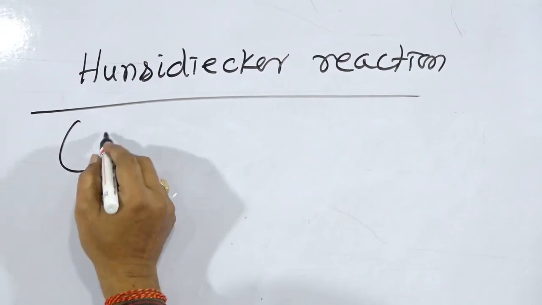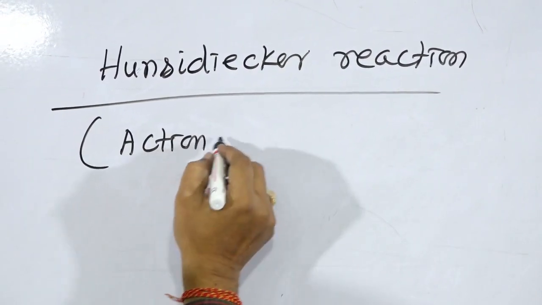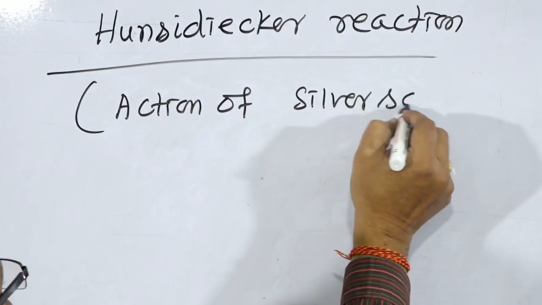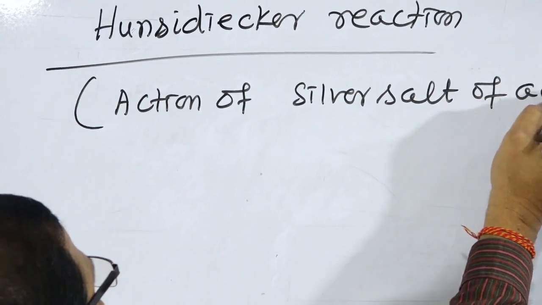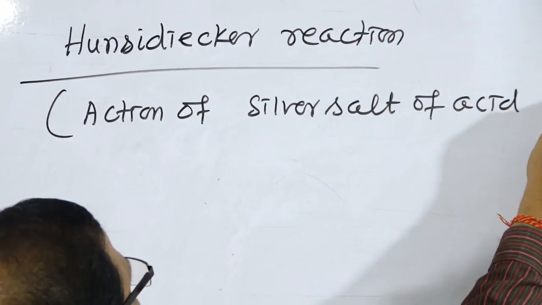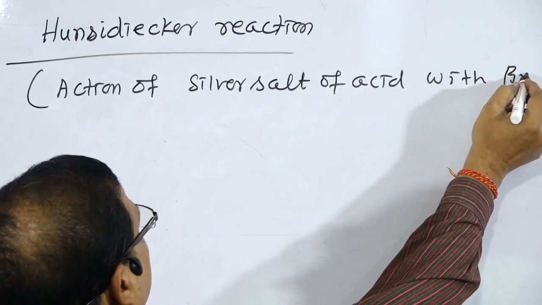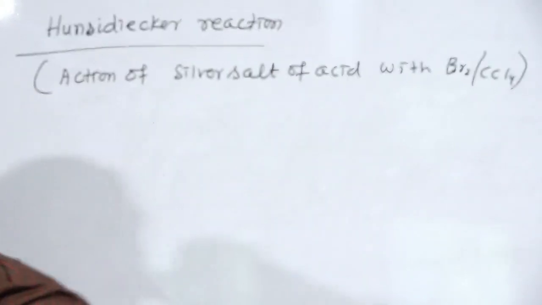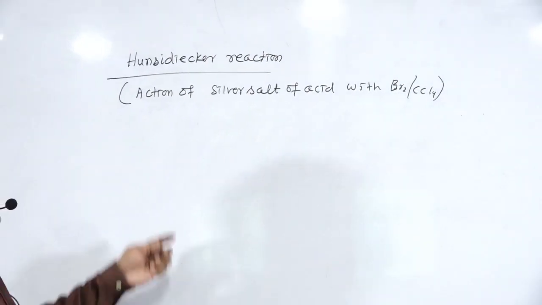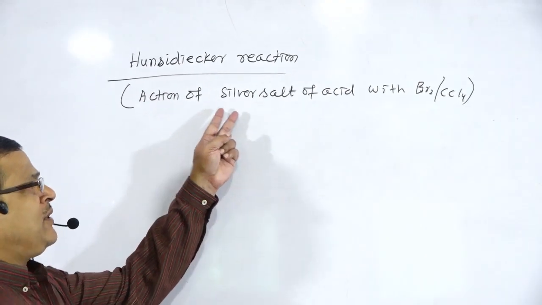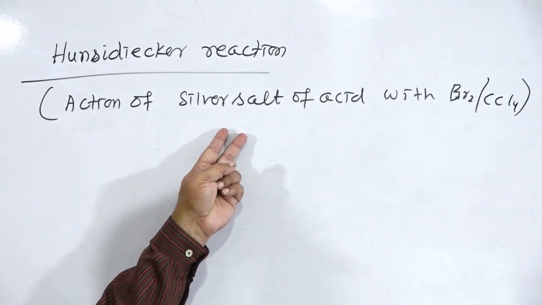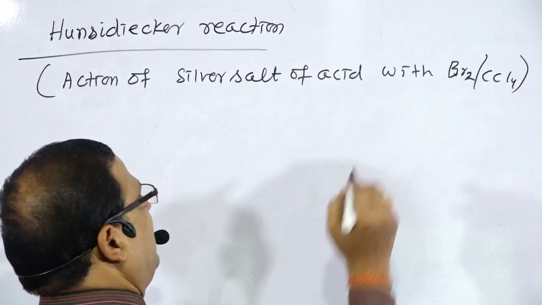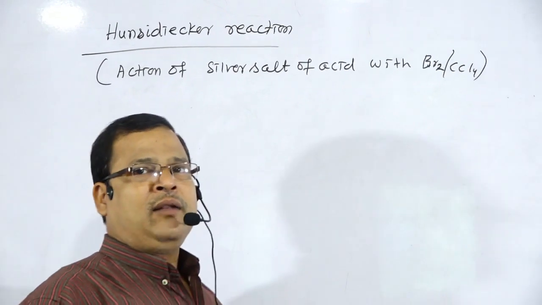Hansen-Dicke reaction, that is the action of the silver salt of an acid with bromine in the presence of CCl4, carbon tetrachloride, an inert solvent. There is the formation of alkyl bromide.